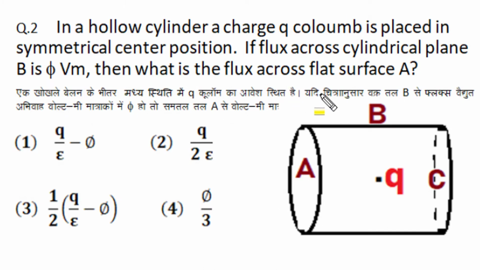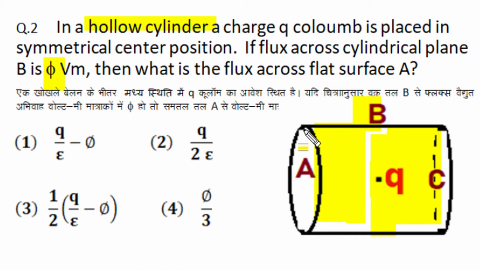Next question is related to Gauss law, which relates flux across any closed surface to the charge enclosed in that surface. Now here we have a hollow cylindrical closed surface with a small q charge just at its center line, symmetrically placed in this cylindrical volume. Now the total amount of flux across this cylindrical surface denoted by B in this figure is phi in volt-meter unit. Then what is the amount of flux across the flat surface of circular shape A? We have to find out.